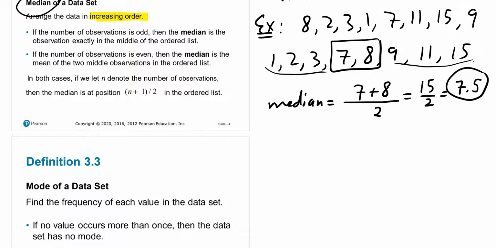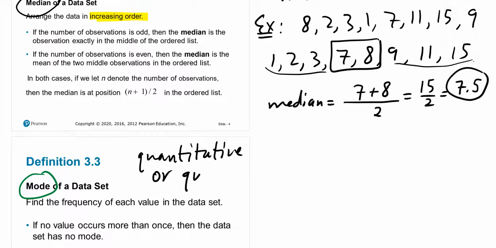The next one is the mode. The mode, I define it as the most frequent, the one that occurs most. Now the mean and median, the stuff we have been dealing with, only occur in quantitative data, so you have to have numbers. But the mode can work in quantitative or qualitative data. So in either one you can find the mode.